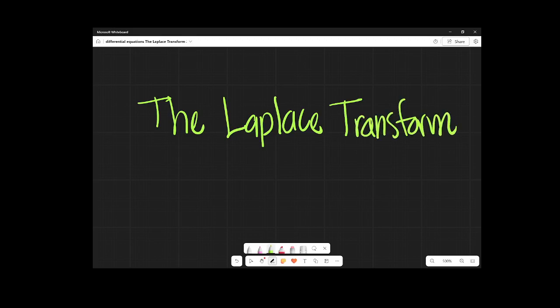Hopefully you guys enjoy the colors that I'm using here. I think it looks nice.